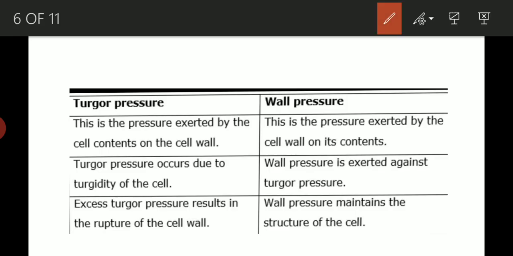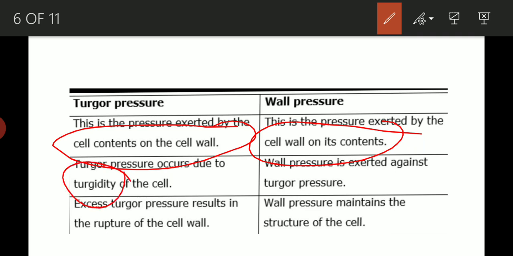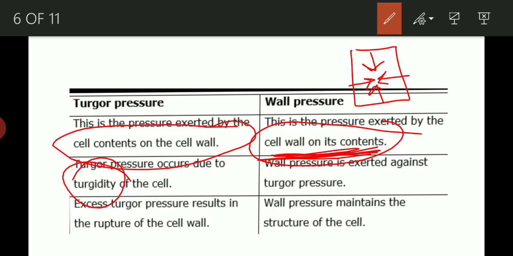Now come to the turgor pressure and the wall pressure. It is very easy. Turgor pressure is the pressure that is exerted by the cell content on the cell wall. This you need to remember. And wall pressure means the pressure which is exerted by the cell wall on its contents. This is the basic thing. So turgor pressure will occur due to the turgidity of the cell. When the cell becomes turgid, when the cell content gives a pressure on the cell wall, then that is turgor pressure. And when will wall pressure occur? When the cell wall gives a pressure. Suppose this is the cell wall. So when the cell wall starts giving the pressure on the cell content, that is known as wall pressure.